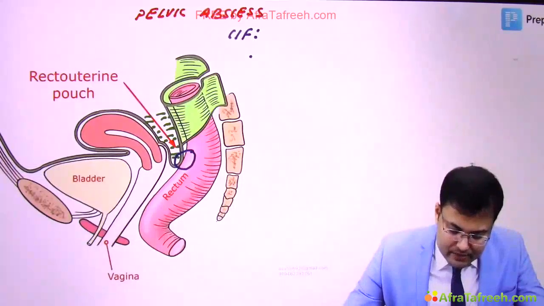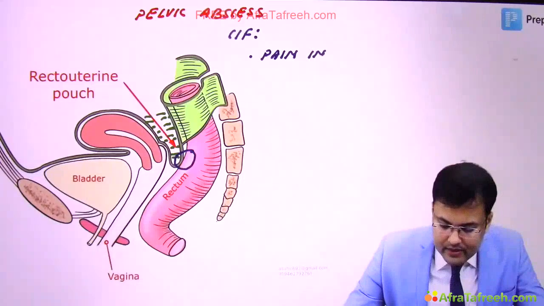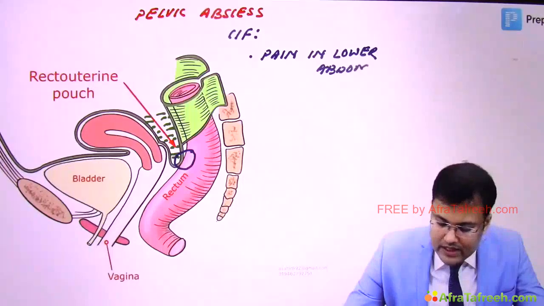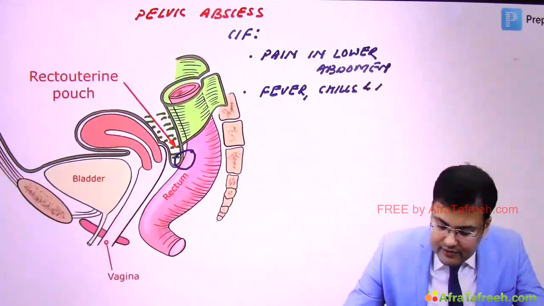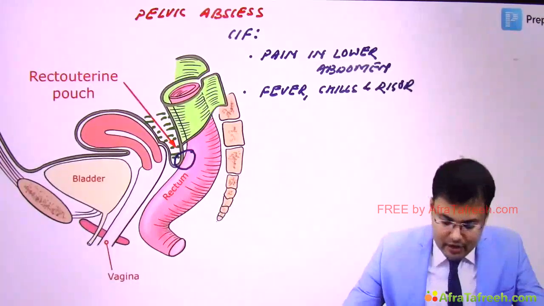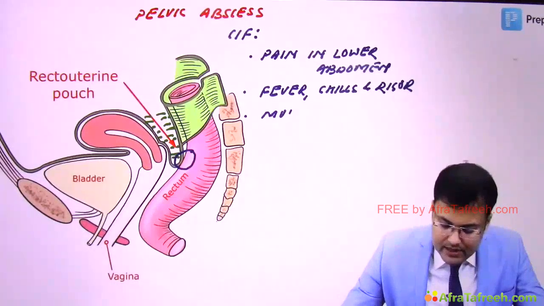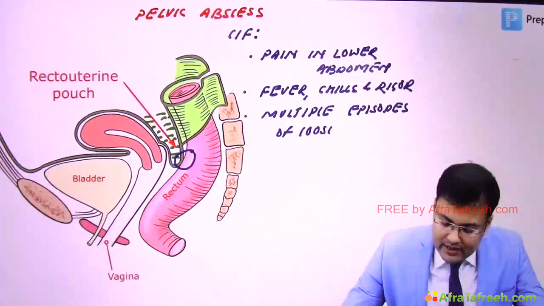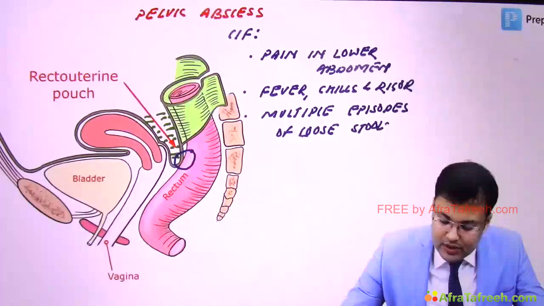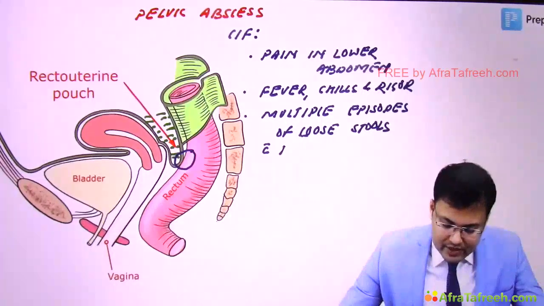These patients have pain in lower abdomen. What else? These patients have fever with chills and rigor. And third, very important, these patients have multiple episodes of loose stools. And in the stool, patient is going to pass what? Mucus. So with passage of mucus.